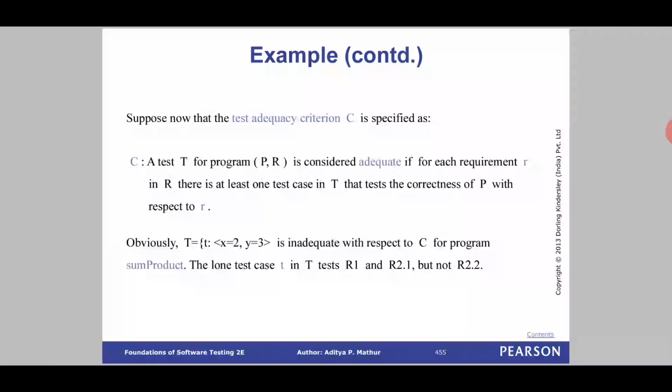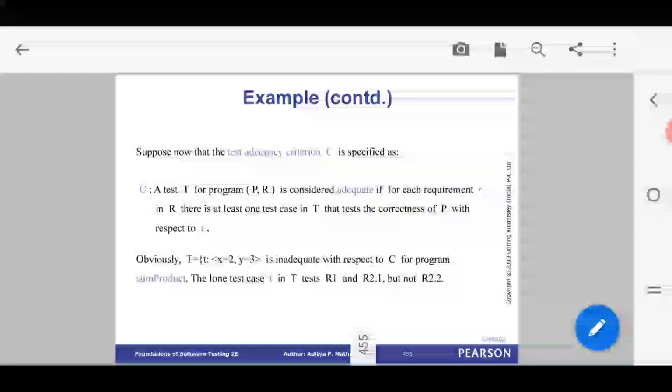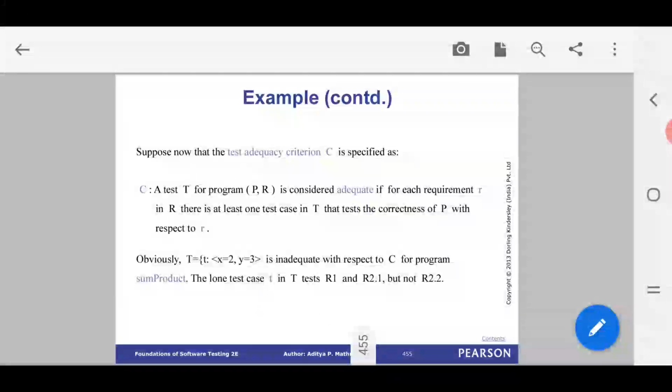Obviously, X equal to 2, Y equal to 3 is inadequate with respect to R for the program sum product. The lone test case T covers R1 and R2.1, but not R2.2. That's why, while taking the requirements, you should be very careful. If you too easily say that it is adequate, then it will only execute according to part of the requirement.